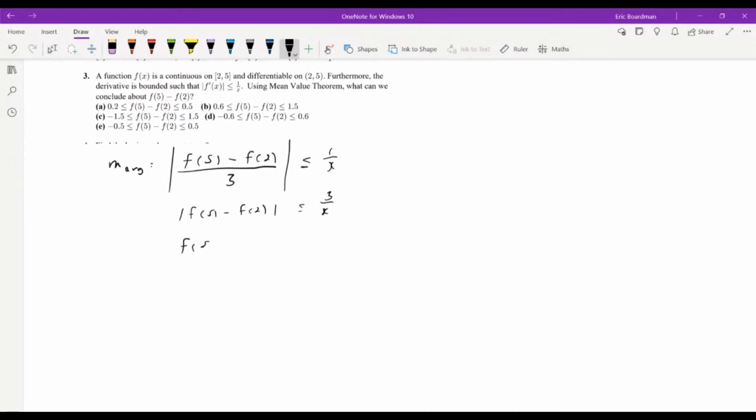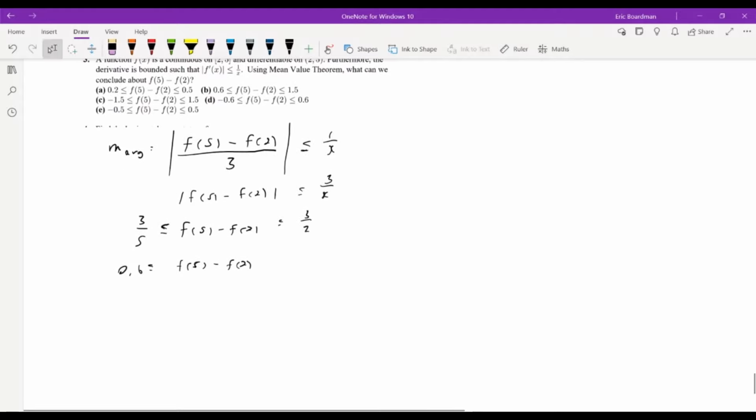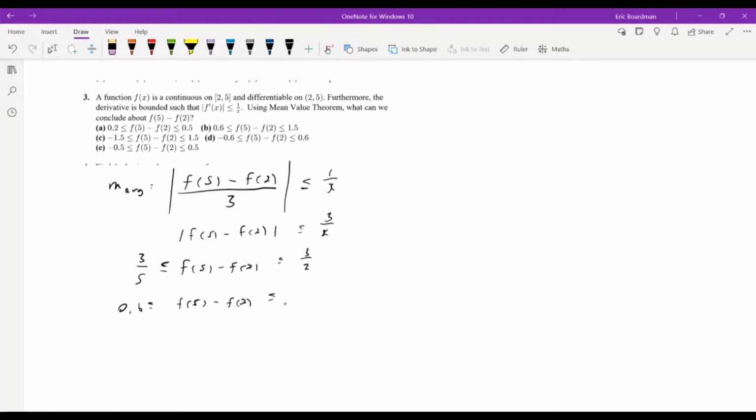So f of 5 minus f of 2 should be greater than or equal to 3 over 5 and then less than or equal to 3 over 2, which is 0.6 is less than or equal to f of 5 minus f of 2, and it's less than or equal to 1.5. So I think this should be the right answer. Correct me if I'm wrong.